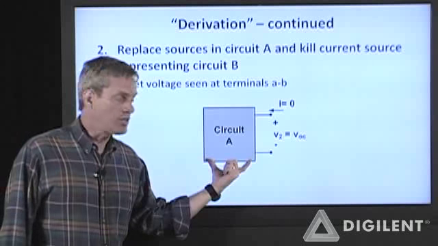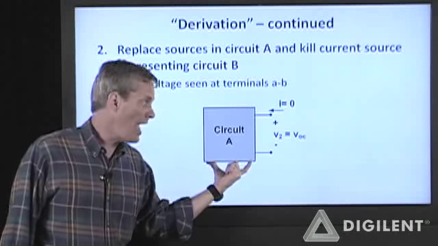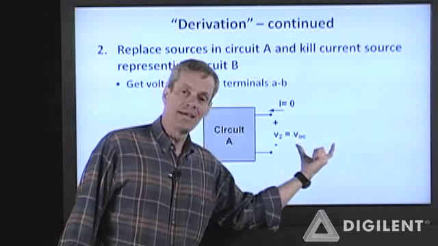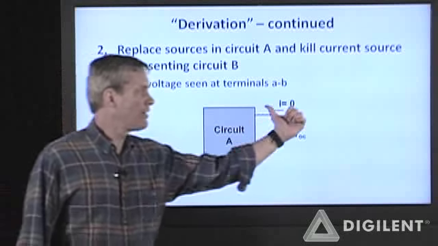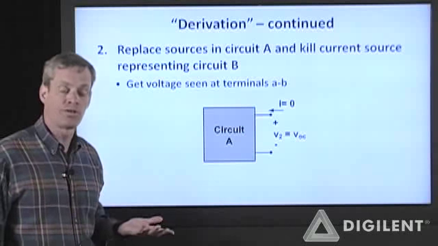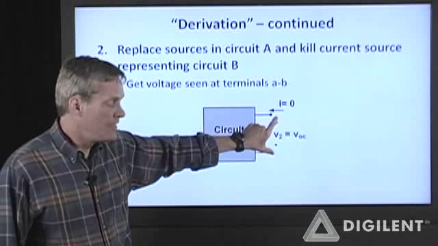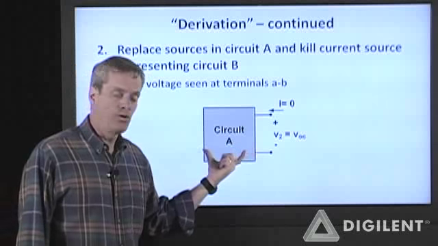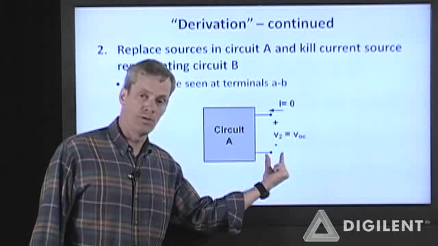So our circuit now looks like this. It has its sources back. It's our original circuit A, but when we kill this current source, it becomes an open circuit. So now there is no current into these terminals, right? It's an open circuit. You can't flow any current through an open circuit. So this voltage here is now due to whatever voltages are applied by circuit A to an open circuit.